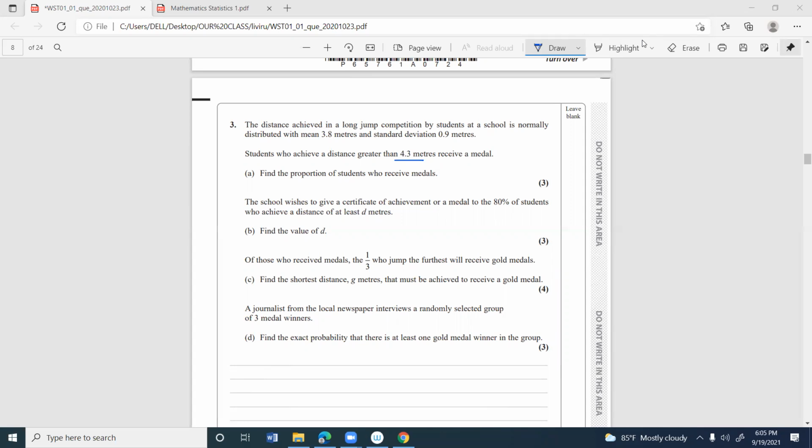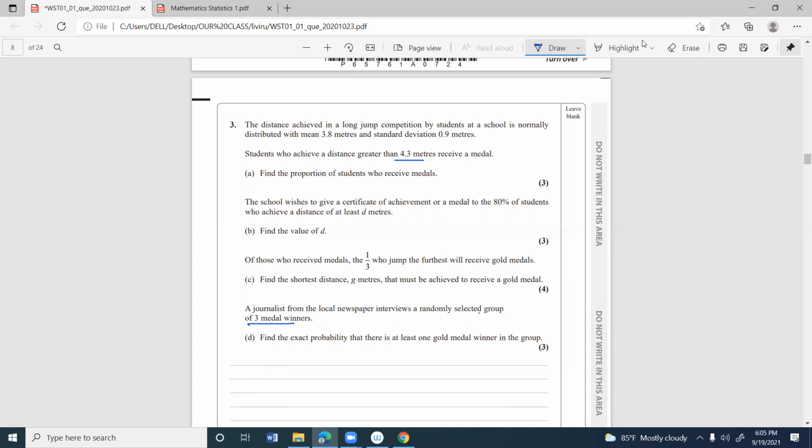Okay, so the rest of them cannot be a gold winner, right? The journalist from a local newspaper interviewed a randomly selected group of 3 medal winners. Out of that, the probability of having a gold medal winner would be only 1/3 out of that batch. Find the exact probability that there would be at least one gold winner.